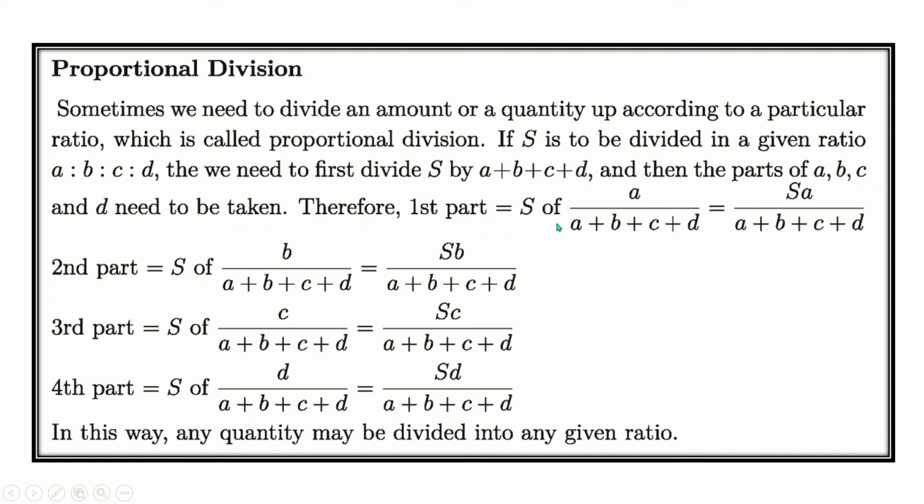Therefore, the first part will be S times A divided by the sum of the ratio, equal to SA by sum of the ratio. Similarly, for the second, S into B divided by the sum of the ratio. Third, S into C divided by the sum of the ratio. And fourth, S into D divided by the sum of the ratio. In this way, any quantity may be divided into any given ratio. Clear?